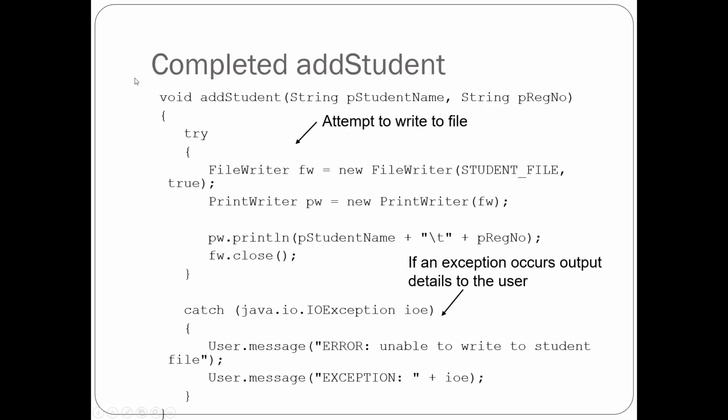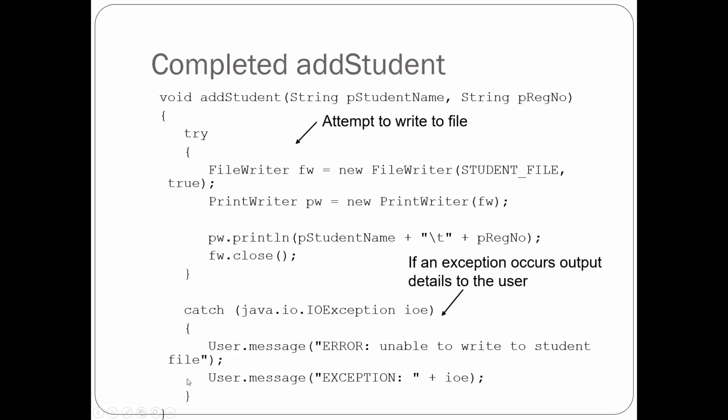So the whole add student method now looks like this. This is our try block. Now that's the sort of the easy part of it, because that's got everything we've just talked about writing data to and from files. So there's the file writer. There's the print writer, there's the print writer print line to output the data, and that's the closed connection.